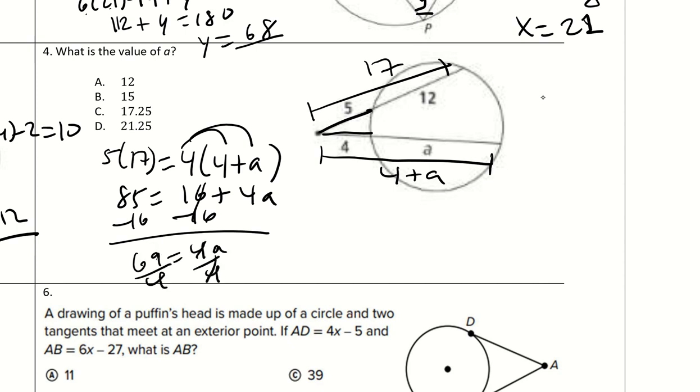Divide by 4. Get 17.25 on the calculator.